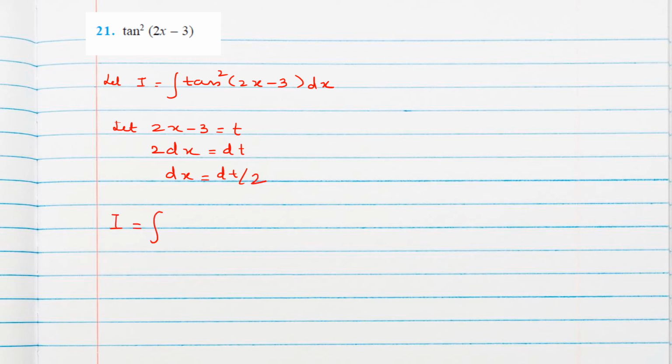Let I be the integral of tan square of 2x minus 3 dx. Okay. So now here we'll substitute 2x minus 3 as t. So 2 dx equals dt. So dx we can write as dt by 2. So the integral will become tan square of this bracket, which we have supposed as t, and dx we can write as dt by 2. So half we can take out, tan square t dt.